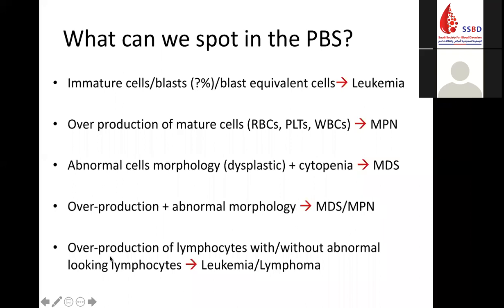You may have an overproduction of lymphocytes, with or without abnormal-looking lymphocytes, and this could be diagnostic for leukemia or lymphoma, like CLL, mantle cell, or other lymphoma cases that may spill into the peripheral circulation. So you will get an abnormal CBC result, and when you put your eyes on the microscope, you will sometimes detect and get a clue of the abnormal cells.